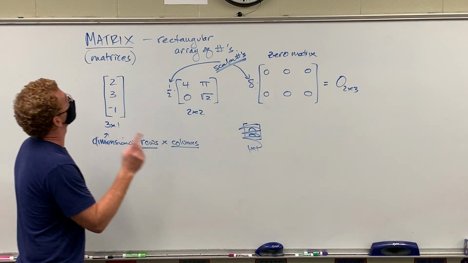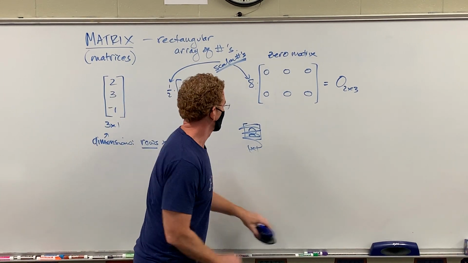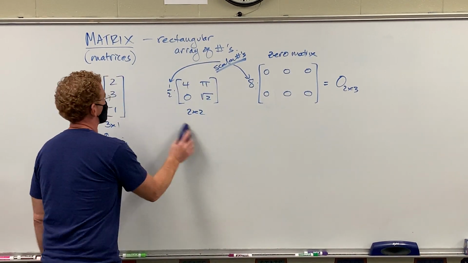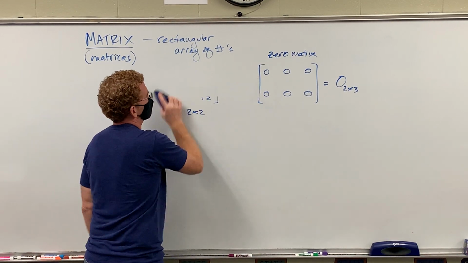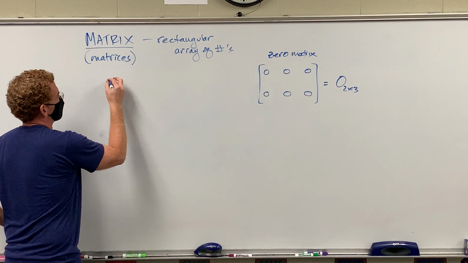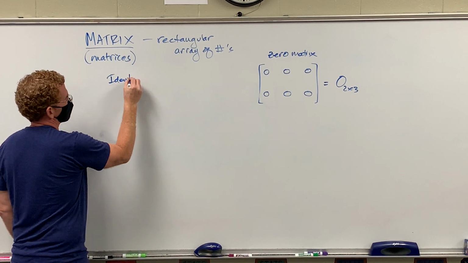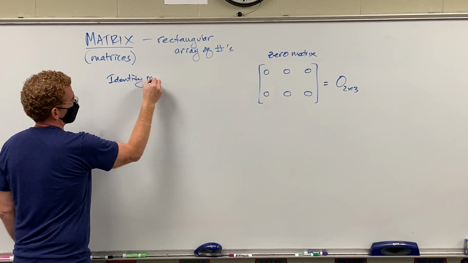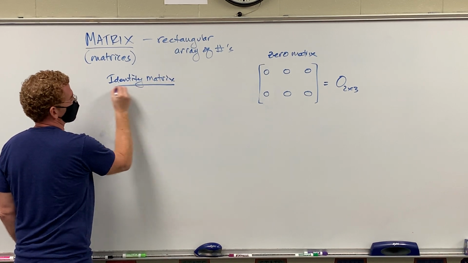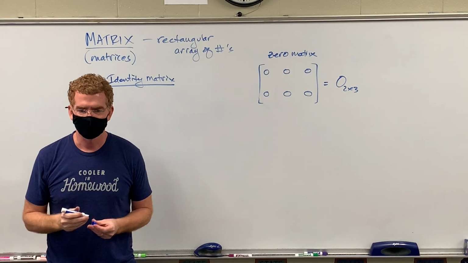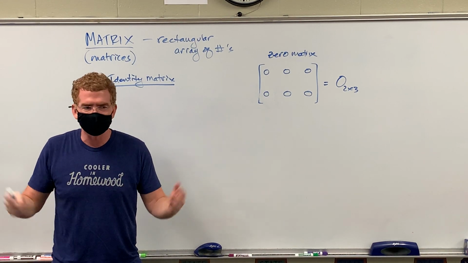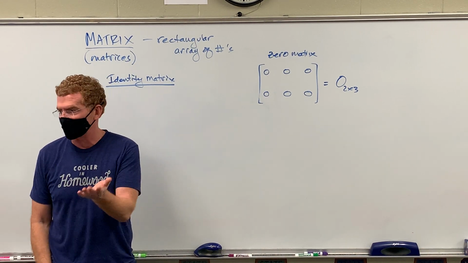Okay, another really important one is the identity. The identity matrix, which we're going to use when we get to multiplication. The identity element is kind of like the identity matrix. Do you remember the identity element for multiplication? What was the identity element in multiplication? The thing you could multiply by and nothing changed.